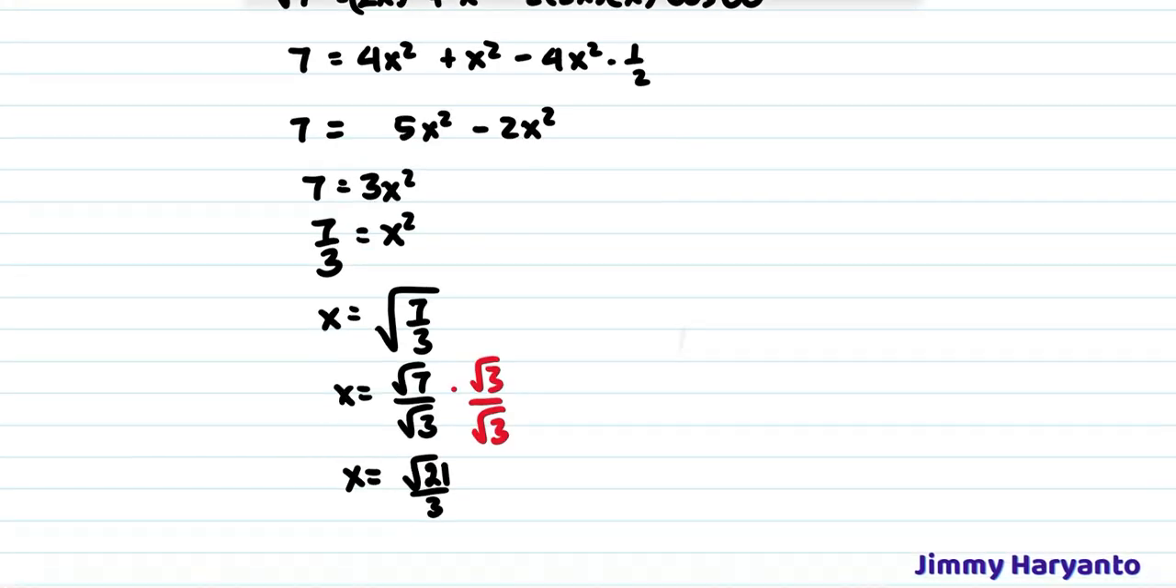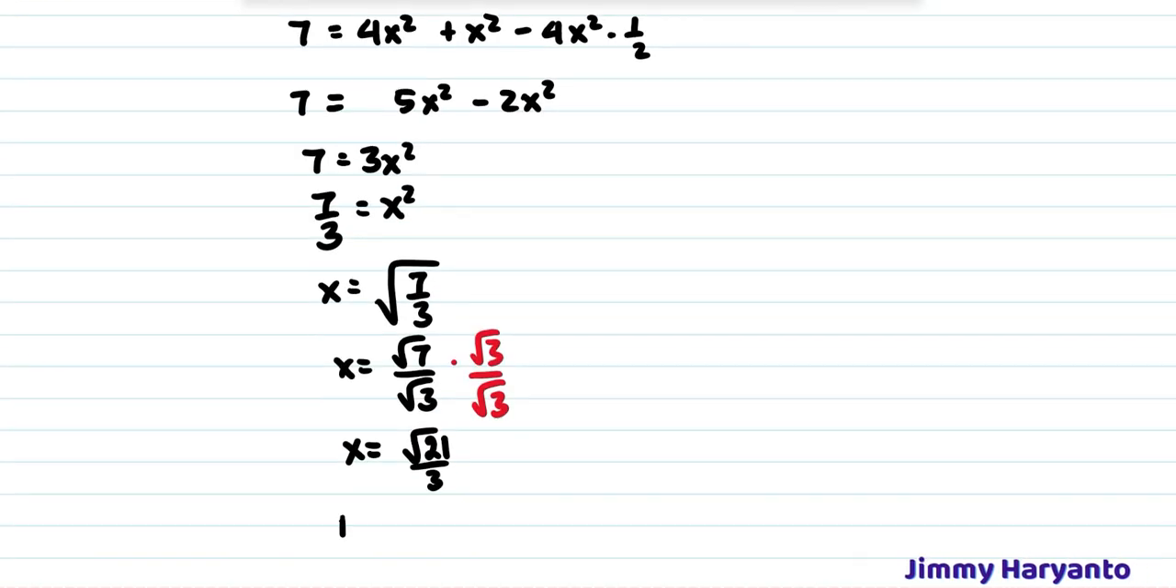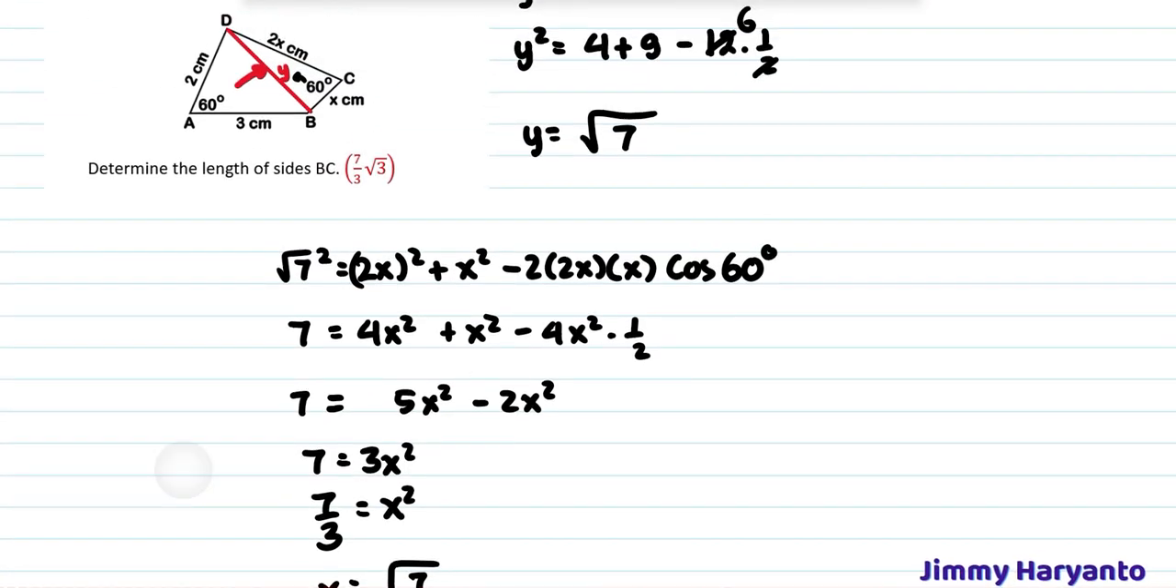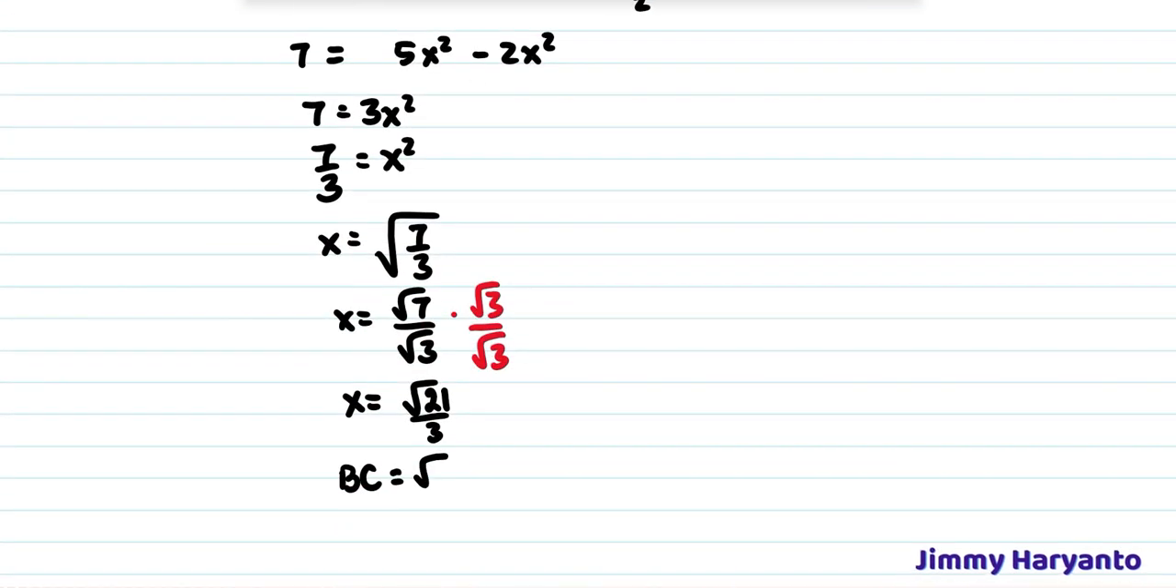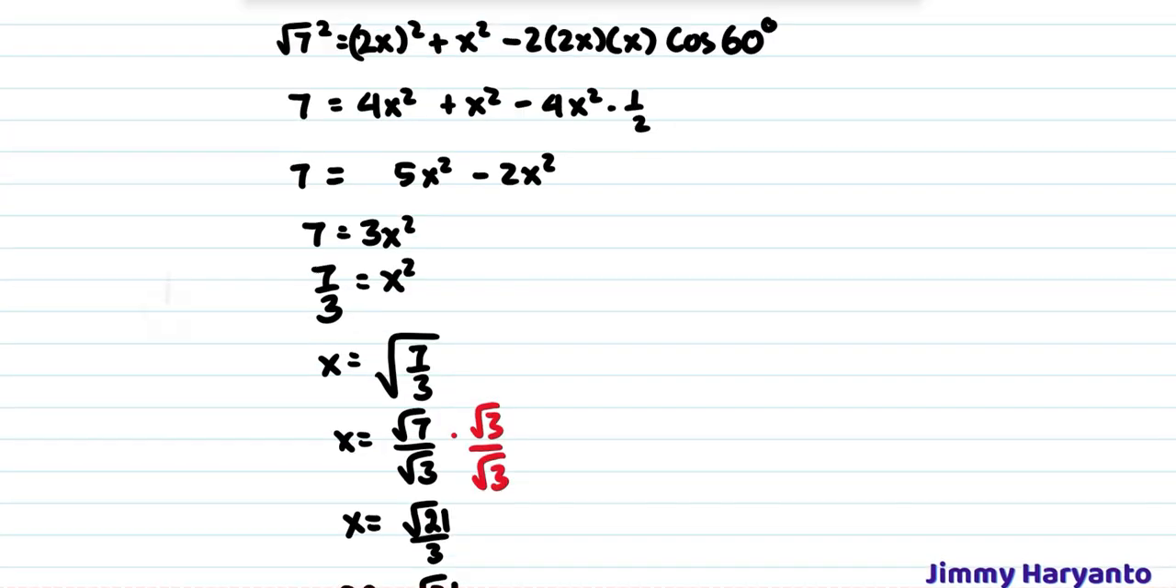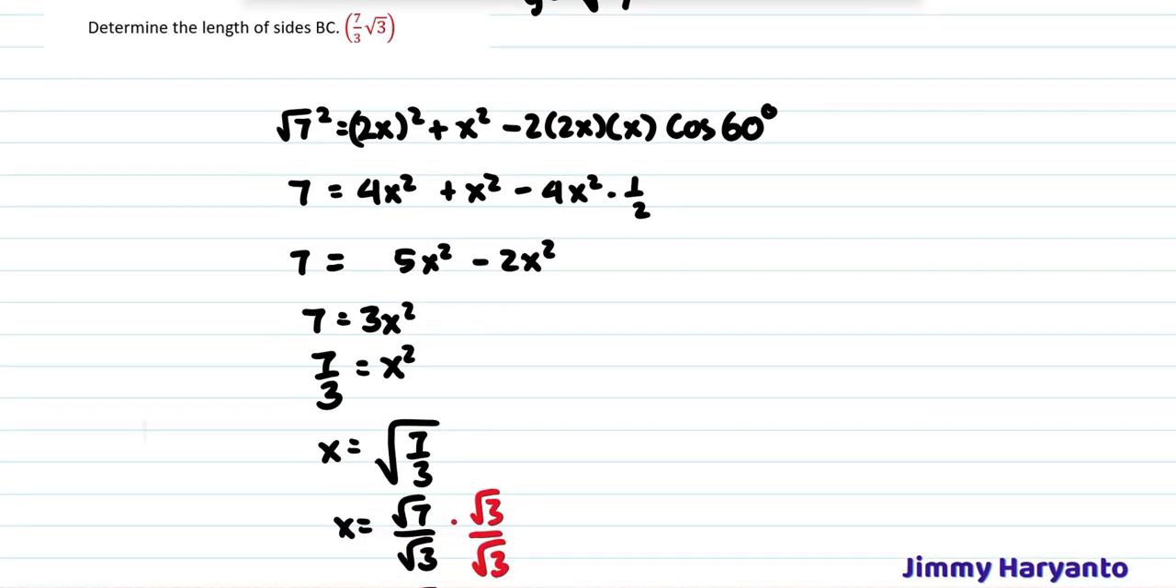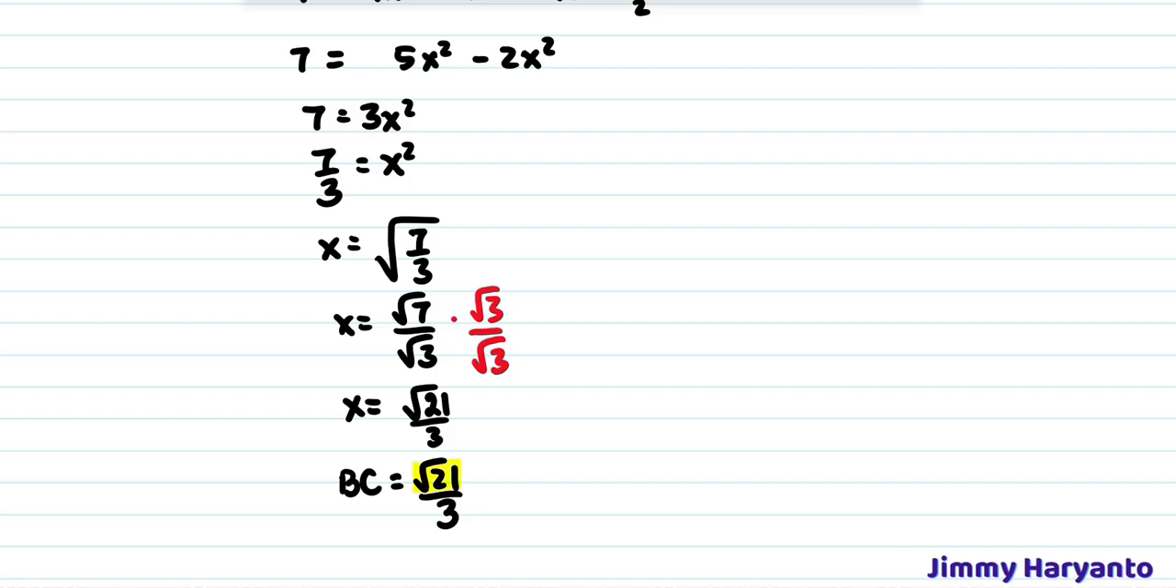Okay, so x equals square root of 21 over 3. That means BC equals x, as you can see. So yeah, this is the answer. I think the answer key is wrong, so the correct answer is this one.